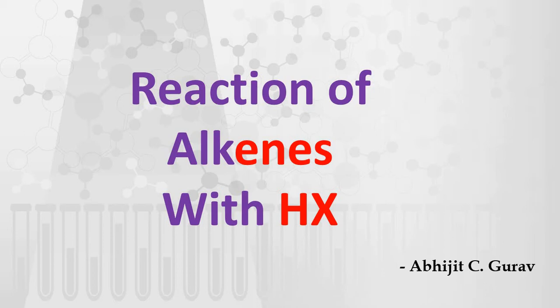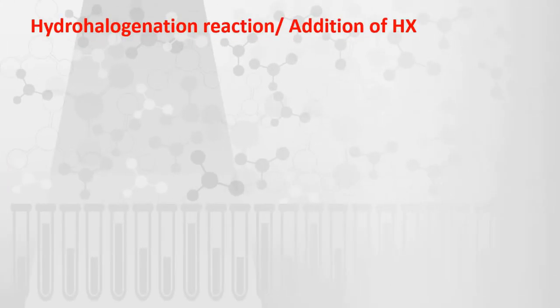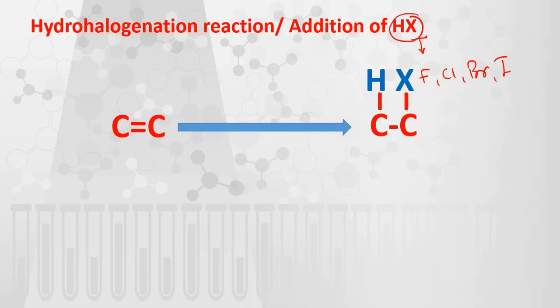In this lecture, we are going to see the reaction of alkenes with HX, that is hydrogen halide. Let us see the reaction. This reaction is also called the hydrohalogenation reaction, that is, addition of HX, hydrogen halide. As you know, this X is nothing but fluorine, chlorine, bromine or iodine. So in this reaction, this HX is going to add across the carbon-carbon double bond, that is, on alkenes. So alkenes on addition give these alkyl halides.